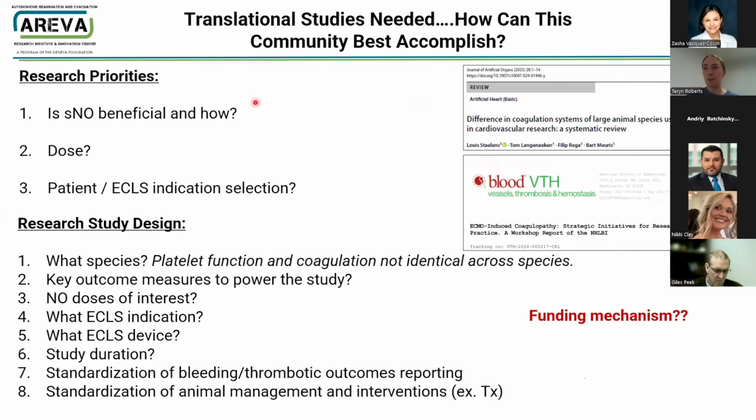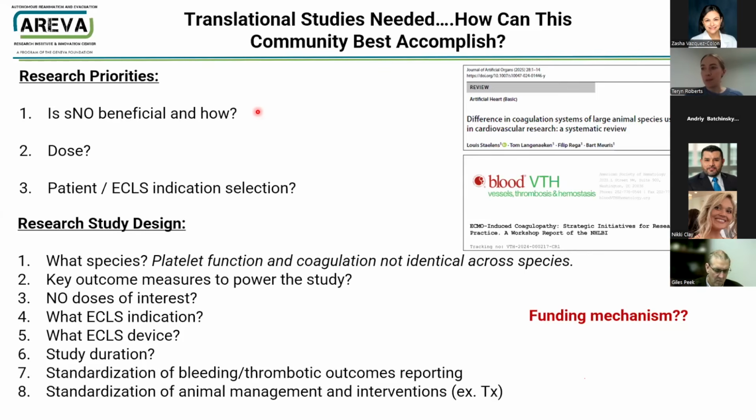I think our research priorities are pretty clear. We need to understand better: is sweep gas nitric oxide beneficial? We see a lot of anecdotal evidence, but how specifically is it working? What is the best efficacious dose? And also, what patients and ECLS indications is this appropriate for and would most benefit?